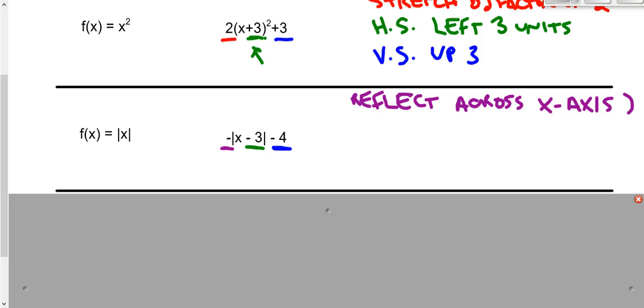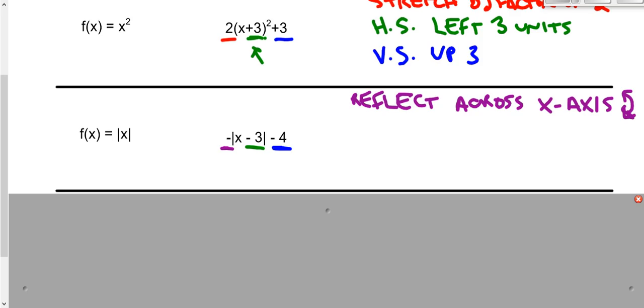So I like to draw these arrows up and down like this to show that whatever was on bottom is now on top. Whatever was on top is now on bottom. That's supposed to be an arrow. It's really messy. There we go. So we reflect across the x-axis.